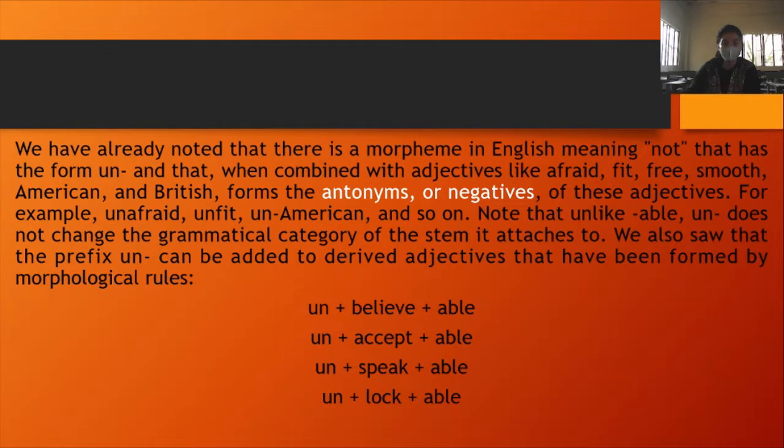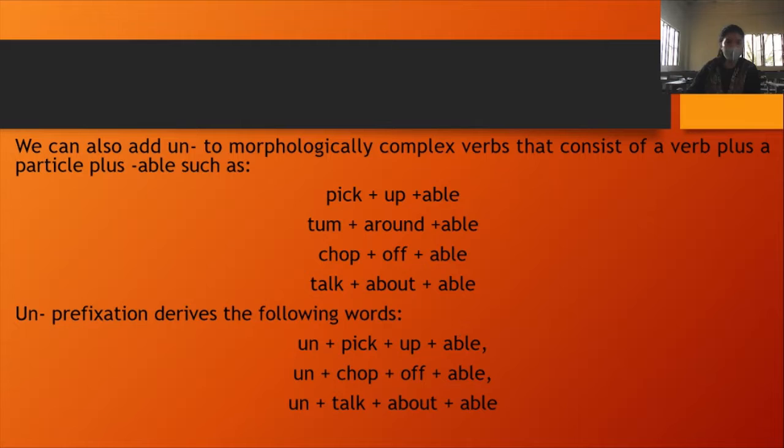We also saw that the prefix un can be added to derived adjectives that have been formed by the morphological rules. So as you can see, we can also add un to morphologically complex verbs that consist of verb plus a suffix plus able, such as these words right here. So prefixation derives the following words, these words right here.